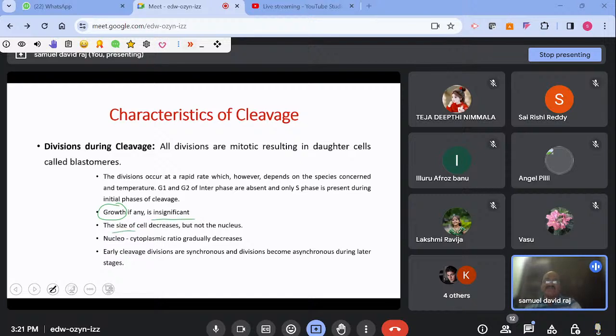Next thing is the size of the cell decreases, but the size of the nucleus is maintained. That means karyokinesis here is always equal. And nucleocytoplasmic ratio. So this is the nucleus, this is the cytoplasm in the zygote. When it divides and forms these two cells, the nucleus size is said to be the same, but the cytoplasm is decreased. Thus, the nucleocytoplasmic ratio gradually decreases during cleavage. As I said before, early cleavage divisions are synchronous, which become asynchronous during later stages.